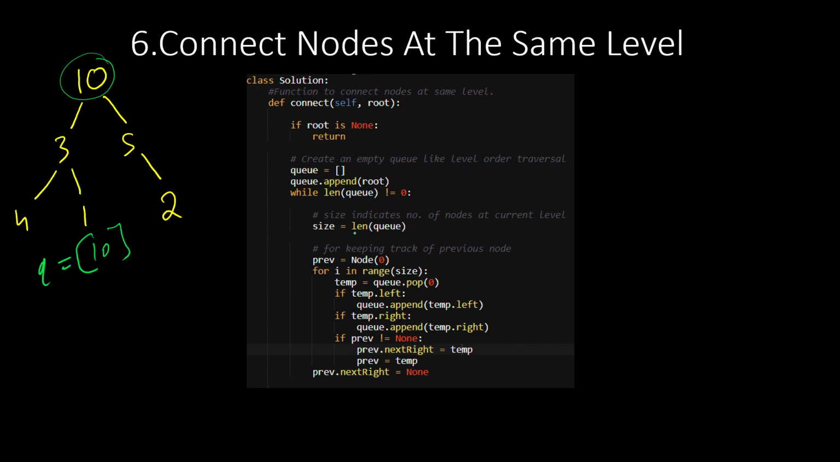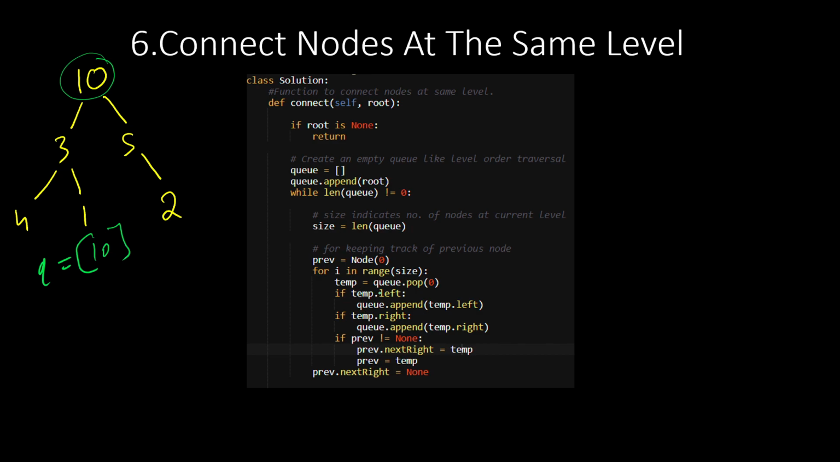Now size equals the length of the queue. This size will be used later for the iterations. Now we have one other variable, previous, equal to Node(0). It doesn't matter what the value inside this is, we just want a pointer, a dummy pointer named previous. We will be using this dummy pointer in the for loop.